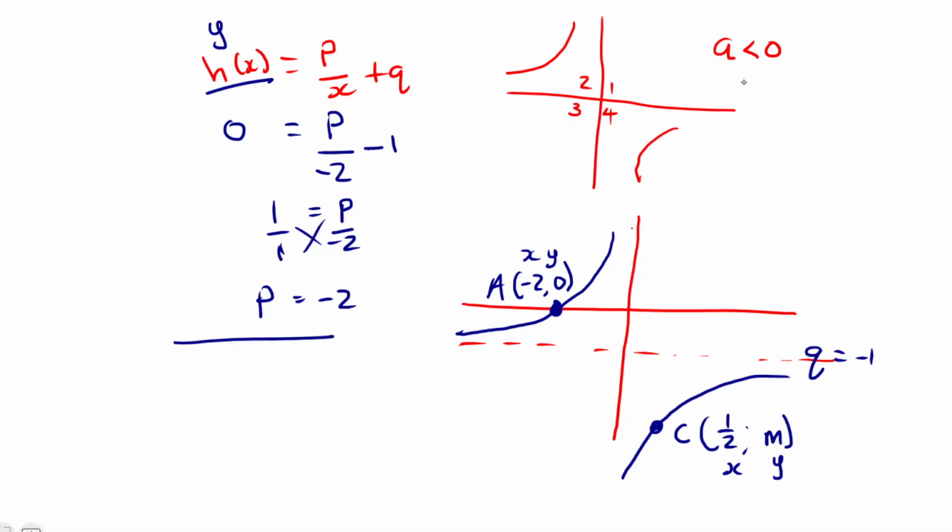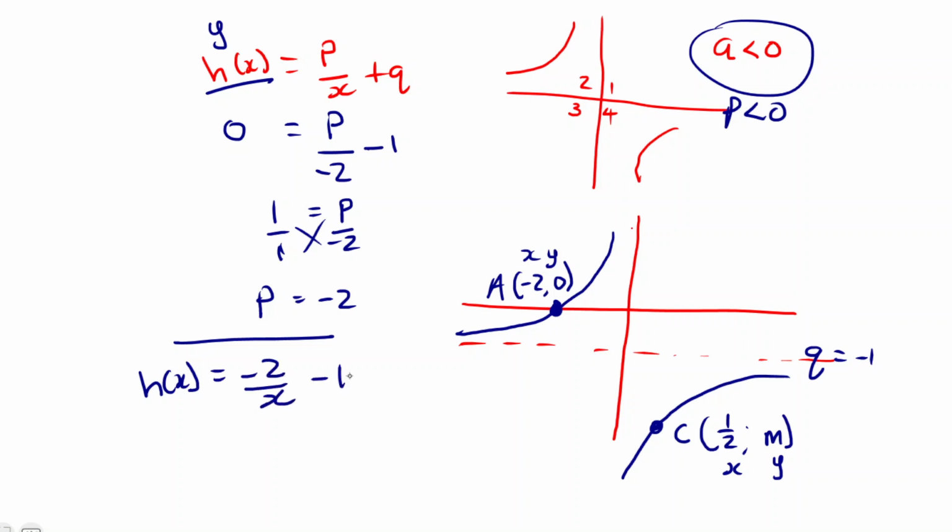So we said that it has to be positive. That p is the same as the a. So my equation now looks something like this: -2 over x minus 1. So this is the equation now of the hyperbolic function. So we already know the hyperbolic function. We substituted for the value of a. Now let's go back and see the next question.